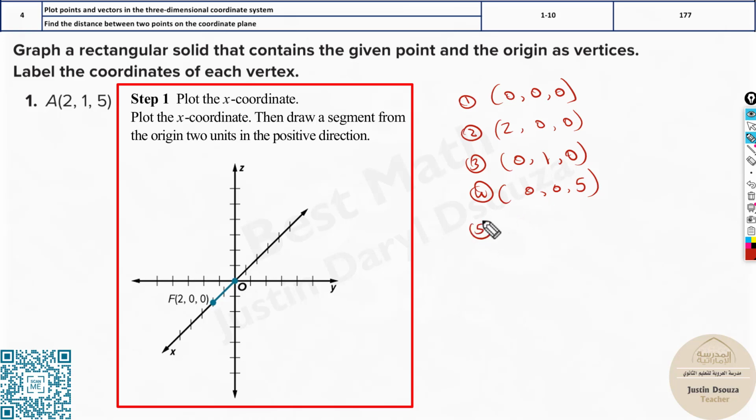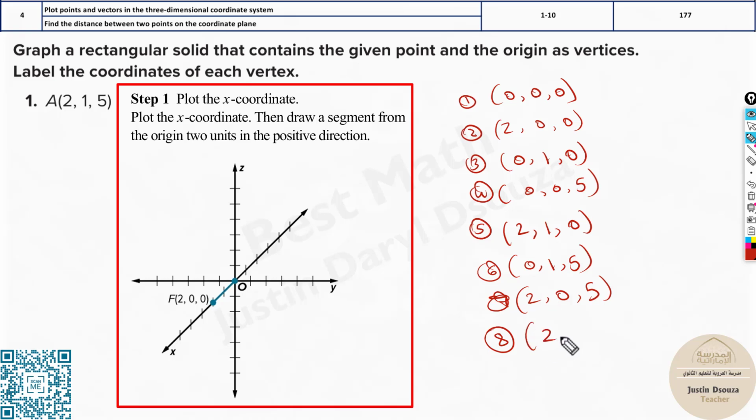Now what about the fifth point over here? So we will write 2 points and then the 0. So we'll write 2, 1 and 0. Now we'll shift. It'll be 0, 1, 5. And lastly we have, what else? Okay, this is there. 2, 0 and 5. And lastly the point would be all the points together, 2, 1, 5. Isn't that easy?